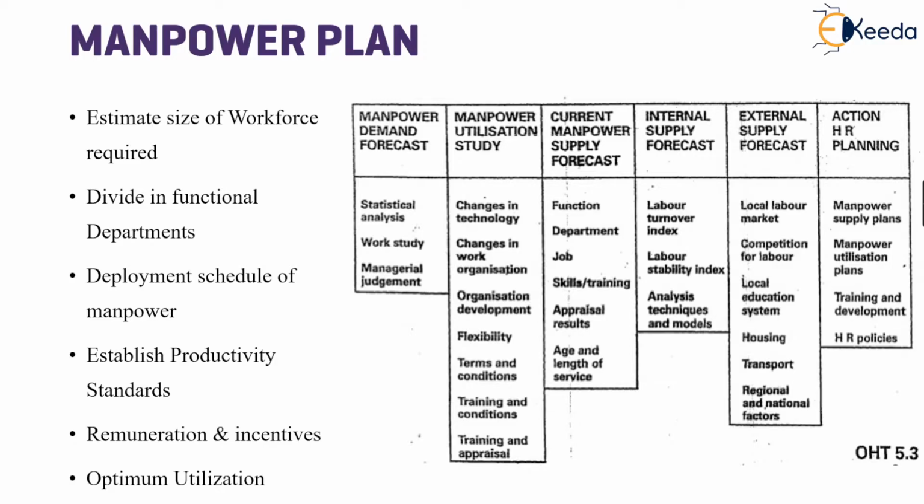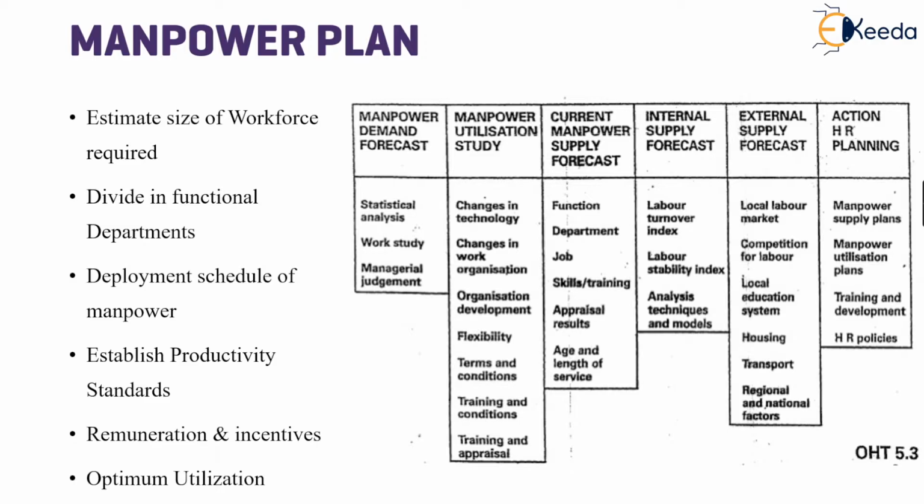This diagram shows majorly a staff plan wherein first the manpower demand forecast is understood. Next, manpower utilization study is done. The current manpower supply forecasting, like according to the function, department, skills or training required, age, and length of service of the people, is noted.